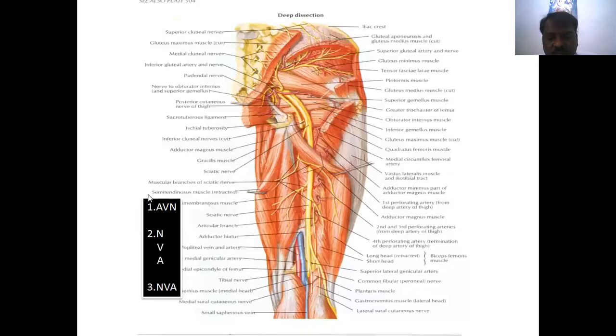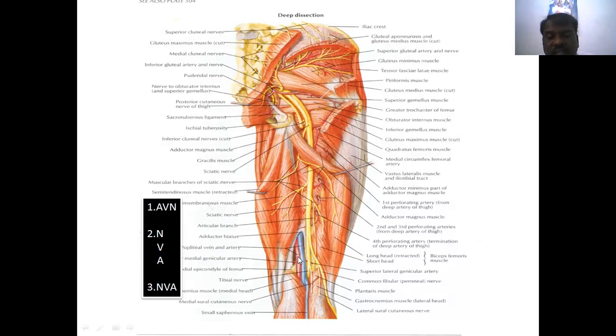See here, when compared to here, we can identify the structures are different when compared to the middle region and the lower part. So in the upper part, we can identify artery, vein and nerve. Whereas in the middle part, we can identify the nerve posteriorly, and the vein in the middle.